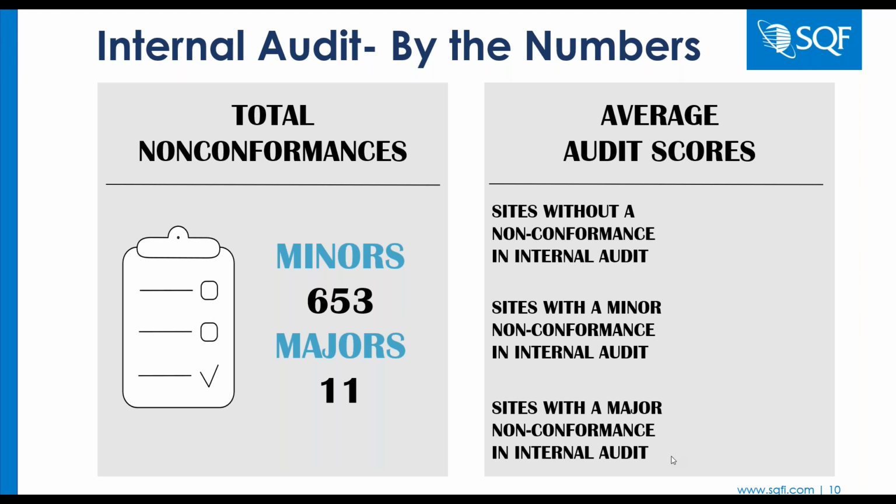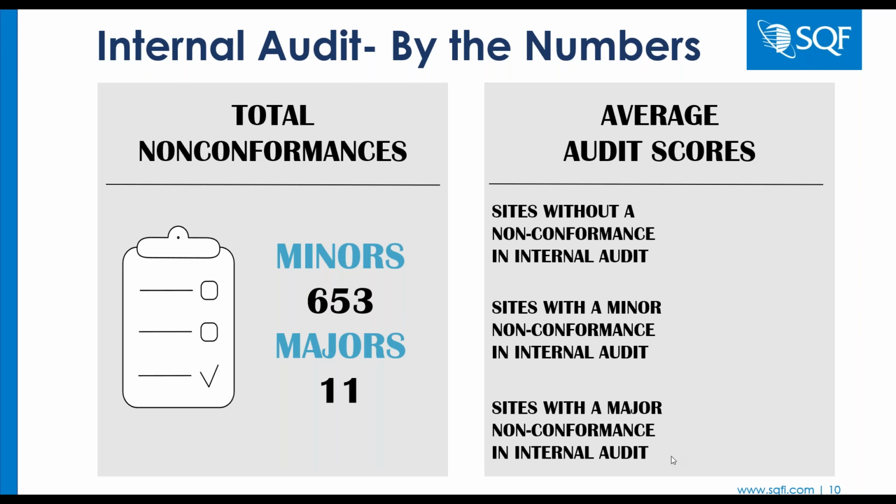That's a non-conformance that we see sometimes for sites that don't have an internal audit program, or they get non-conformances to their internal audit program. And so last year in 2020, there were 653 minors written for internal audit. There were 11 majors. So, I had the theory, and again, it was just a theory because I had all this data and I hadn't really organized it.